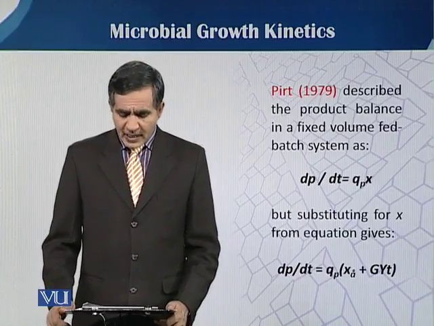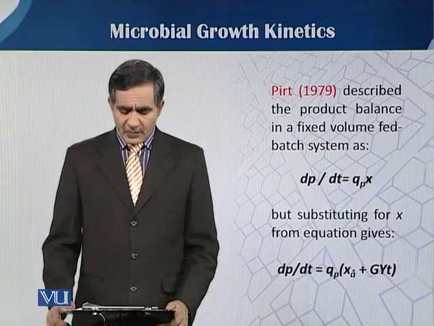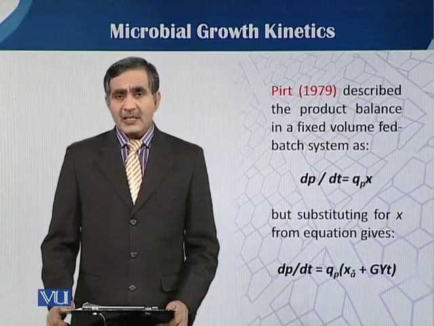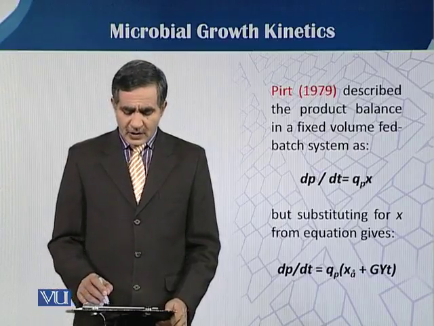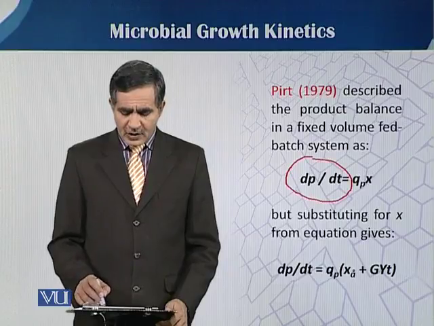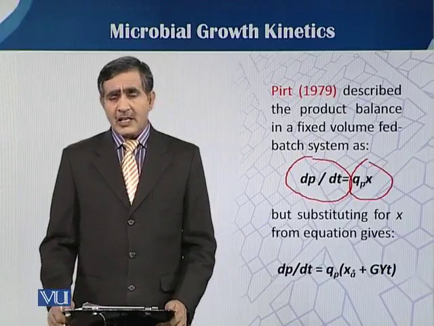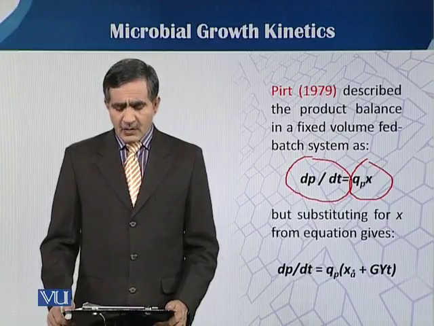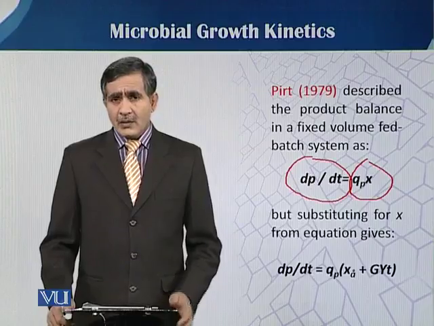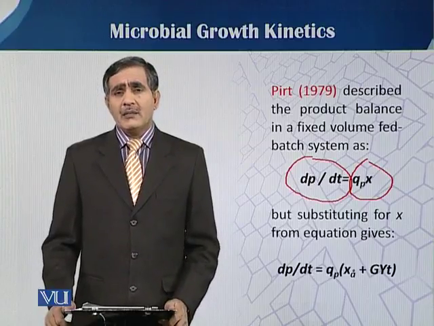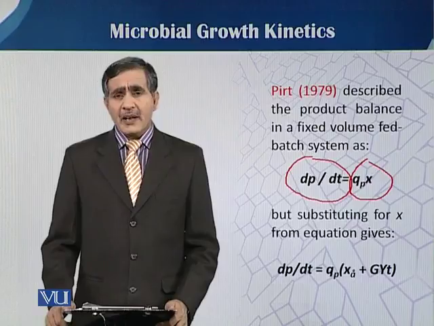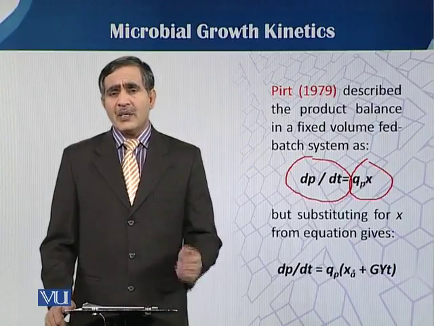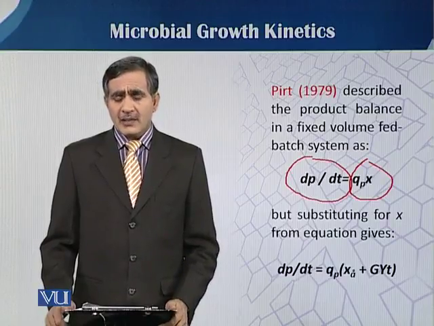So as Pirt described the product balance in a fixed volume fed batch system, we can say that dP over dt is equal to Qp x. So the change in product concentration with respect to change in time is Qp times x. This equation describes a product which is directly associated with the biomass. As the biomass increases, it has an effect on the change in product concentration.